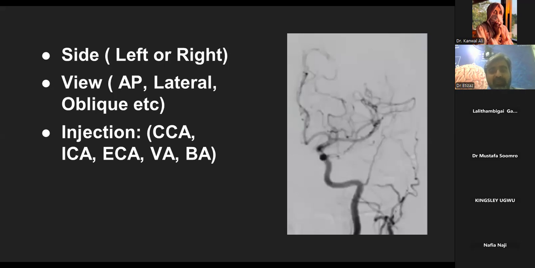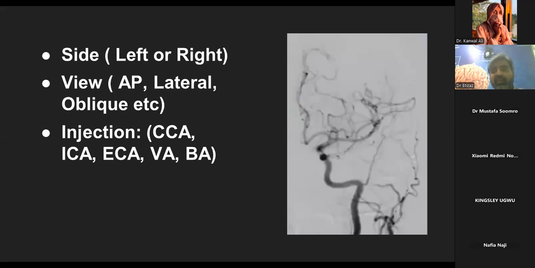Two internal carotid arteries and two vertebral arteries. This is called the four vessel angiogram. Sometimes we go for the six vessel angiogram. So what is the six vessel angiogram? Anyone? Two vertebral arteries, sir. Two vertebral arteries and two internal carotid arteries. This is the four vessel angiogram.